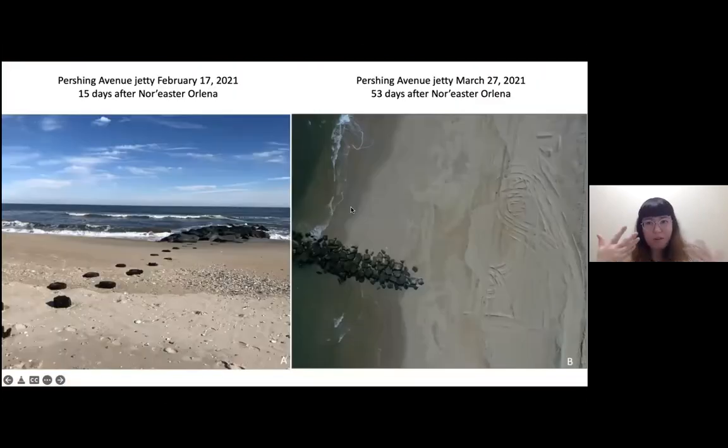And here's another visual example. This is showing the Pershing Avenue jetty, like I just mentioned, around this area. There's quite a bit of erosion. This was taken February 17th, 15 days after nor'easter Elena, where you can see a lot of these wood pilings from the old jetty exposed. And then in March, later on, they're no longer exposed, whether that's from just natural movement of the waves and sand in the environment, or maybe from the bulldozing.